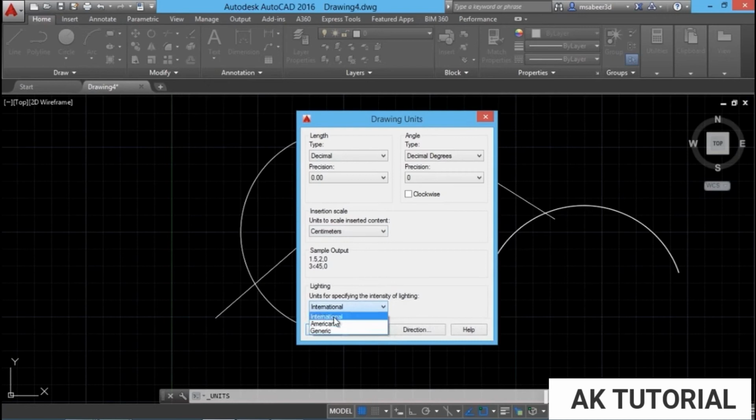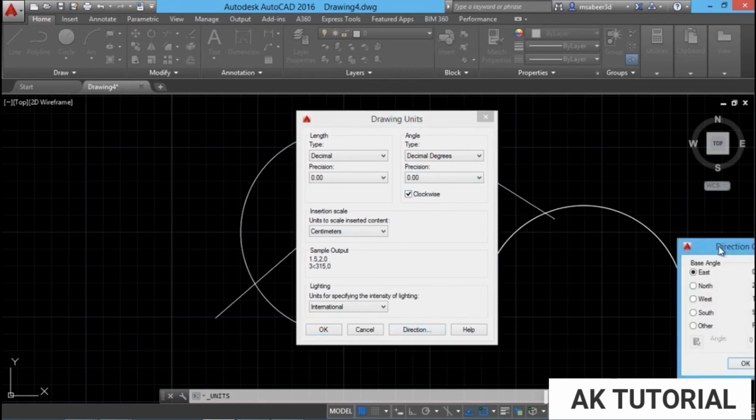We have 3 options here, and we have the system of angular measurements, which is decimal degrees, degrees, minutes and seconds, gradients, radians, etc. The commonly used system is decimal degrees. Here also you can go for the number of decimal places for the angular measurement, and by default the angles are measured in the counterclockwise direction or anti-clockwise direction. But if you want the angles to be measured in the clockwise direction, you can just click over here.